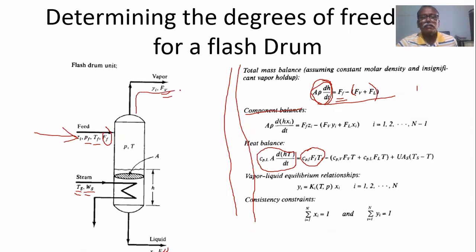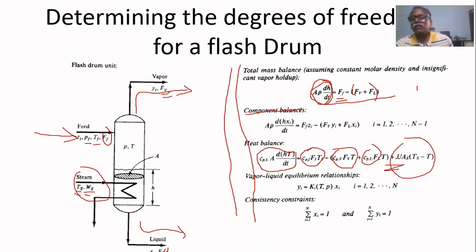This is the amount of heat taken away by the vapor, the amount of heat taken away by the liquid, and the amount of heat supplied by this steam. That's why plus the amount of heat supplied by this steam. These two are minus because they take away heat as the vapor product and as the bottom product, and this is heat taken in by the feed. If you combine all this, you will get the heat balance equation. That is another equation. So how many? This is n minus 1 plus 1, n plus 1 equations you are getting.